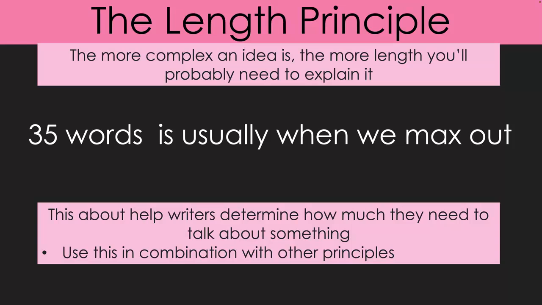This isn't true for other languages. Some languages we can have really long sentences. English just doesn't do that. English is a language that likes short, quick, easy to understand sentences. So my general rule of thumb, and it's not a hard rule, it's just something I try to remember, is that 35 words is usually when we max out. You can have a couple sentences that are longer. There's no problem with that. It's especially true if you're going to use quotations and stuff. But 35 words is really where you want to start limiting yourself and maybe just break something into 2 sentences. Because ultimately, the length principle is about helping writers to determine how much they need to talk about something. And of course, use this in combination with all the other principles, but it's really just like, how much can a reader process? How much do I need to spend on this?